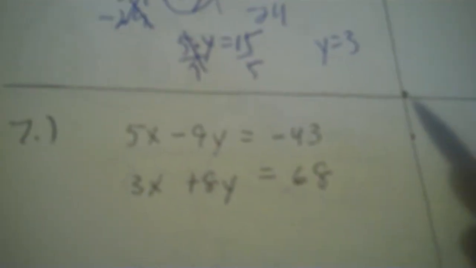5x minus 9y equals negative 43. Then we have 3x plus 8y equals 68. Well, make your columns. Remember, that's a negative 9. See if anything adds to 0. That's 8. That's negative 1, so nothing's at 0.